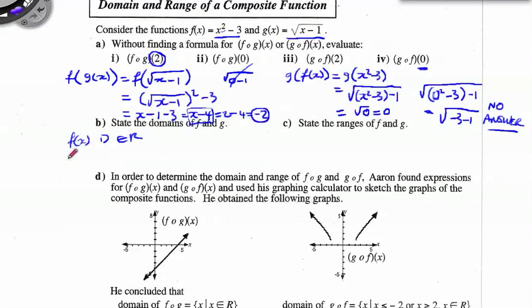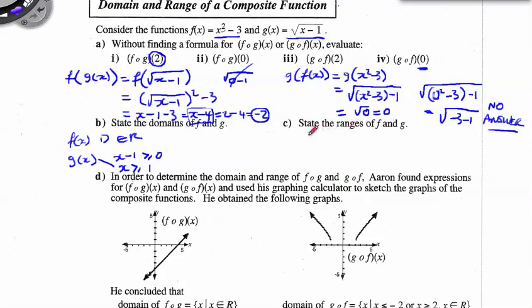What about g of x? Well, we're looking at a square root, and x is under the square root. We don't want this value to be less than 0. In other words, x minus 1 has to be greater or equal to 0. So x has got to be greater or equal to 1, adding 1 to both sides. So that is the domain for g of x.